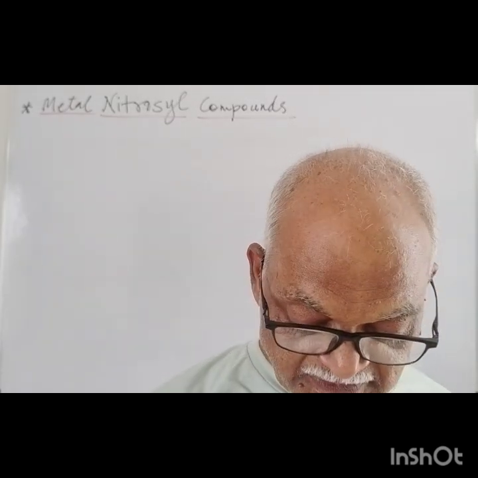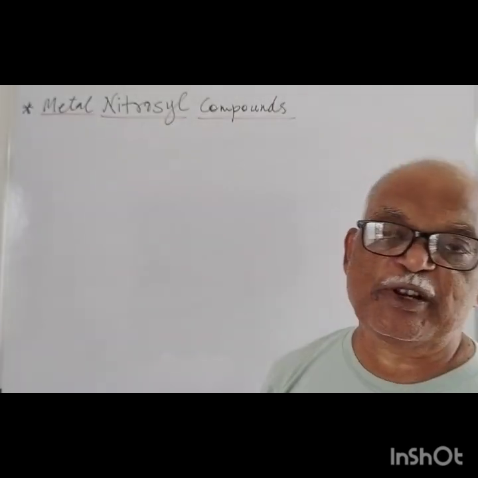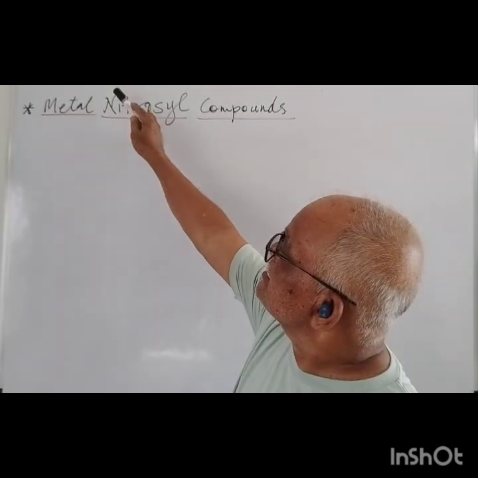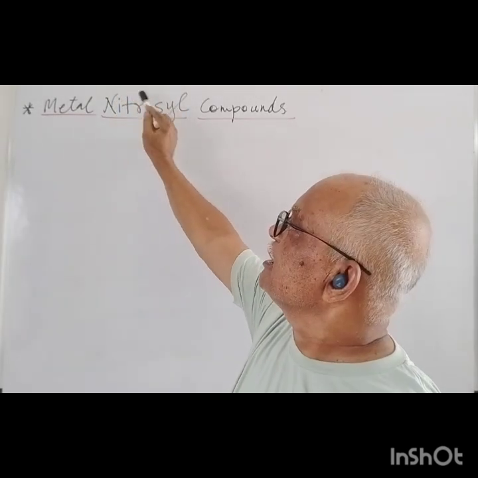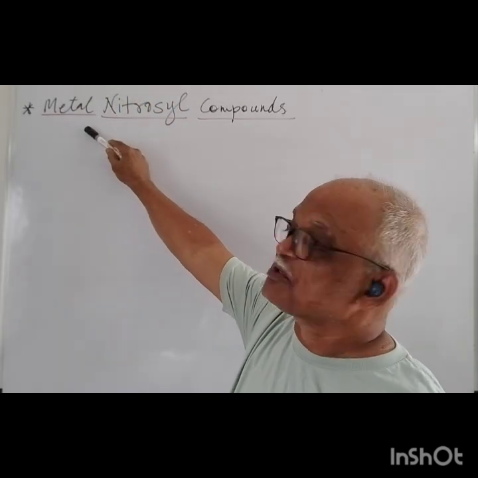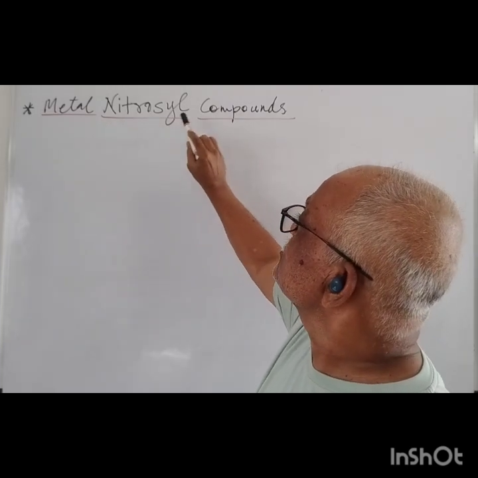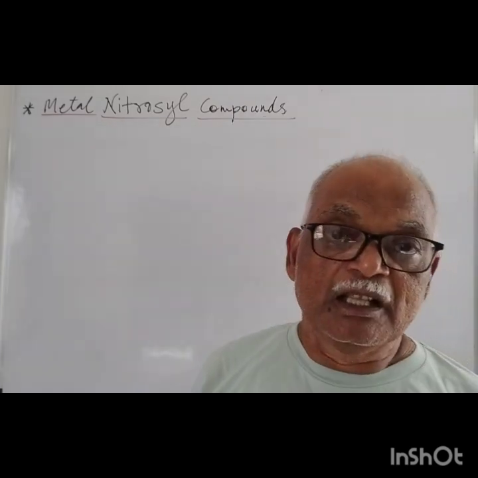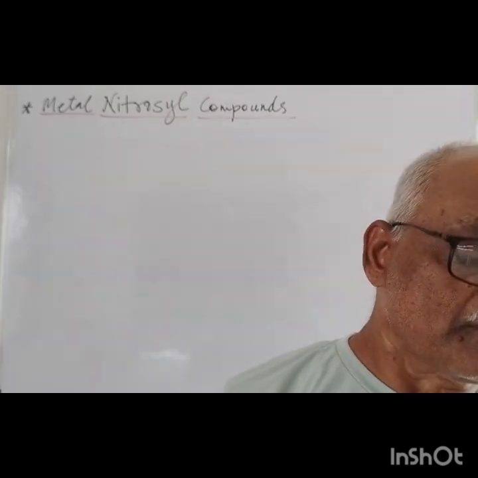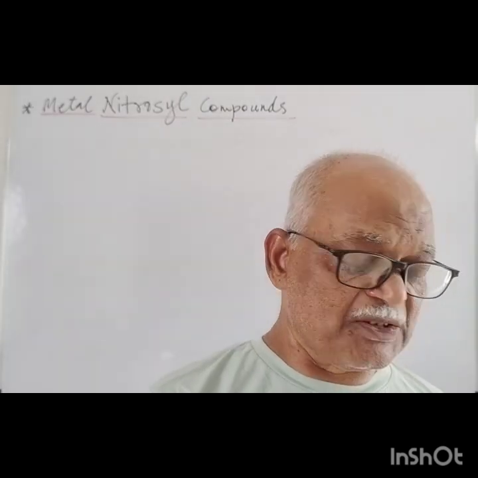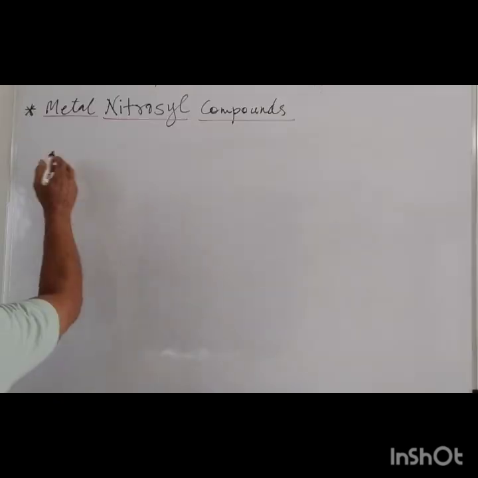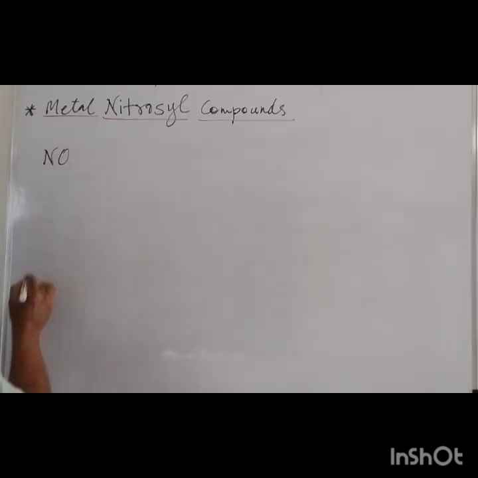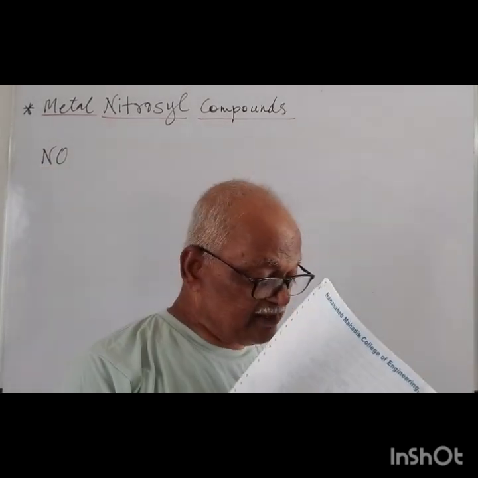Today we will see the next point of the same topic. These metal carbonyls are our continuous topic, and the next point of this topic is metal nitrosyl compounds. Here the metal nitrosyl compounds contain nitrosyl group as a ligand.